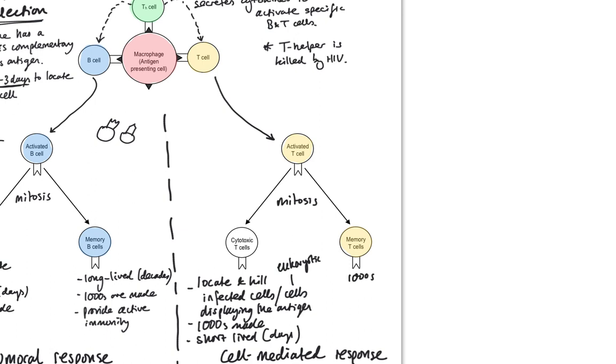Thousands made, long lived, decades, and they provide immunity. That's active, not passive. Passive is when you just get injected with antibodies, or you've got antibodies via the breast milk or via the placenta from your mother. That's passive immunity. This is active immunity. Just zoom out from here.